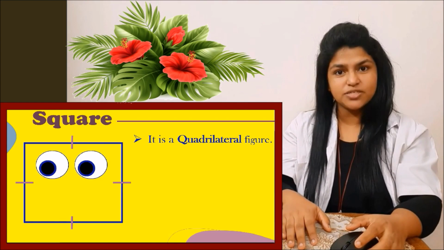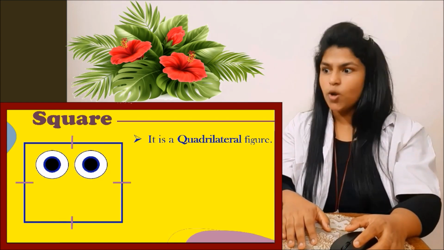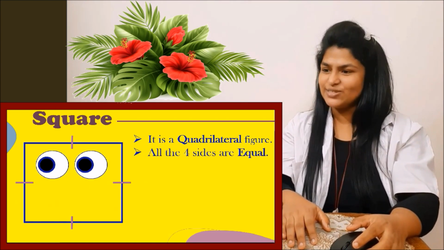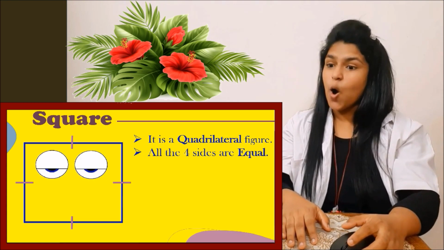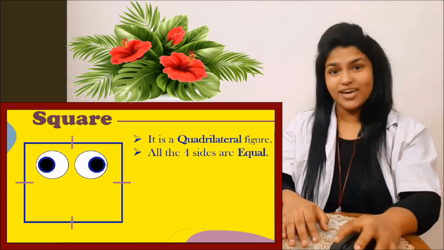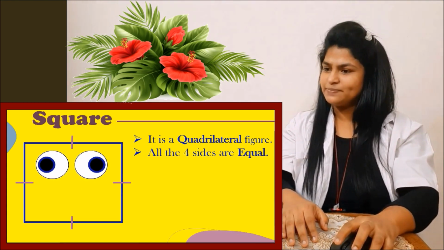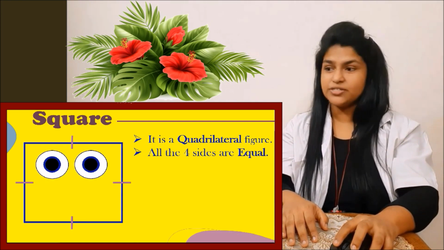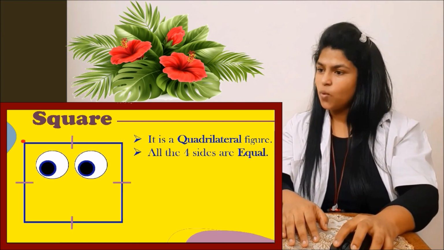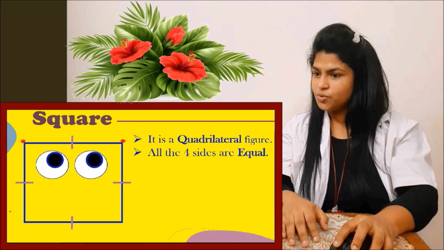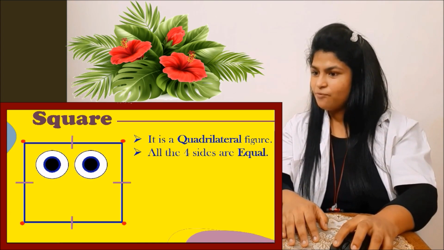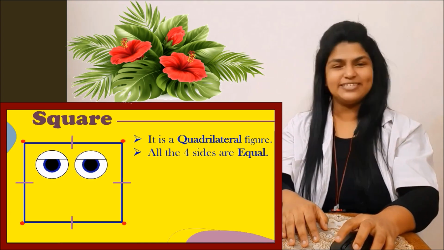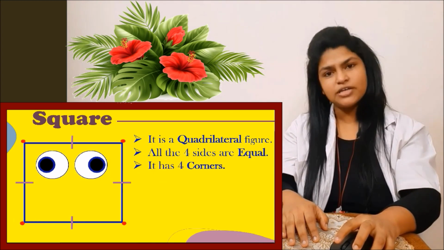And one more specialty about the sides: they all are equal. All the 4 sides are equal. Then, let's see the corners. How many corners does it have? 1, 2, 3, and 4. Correct? So, we can say it has 4 corners.